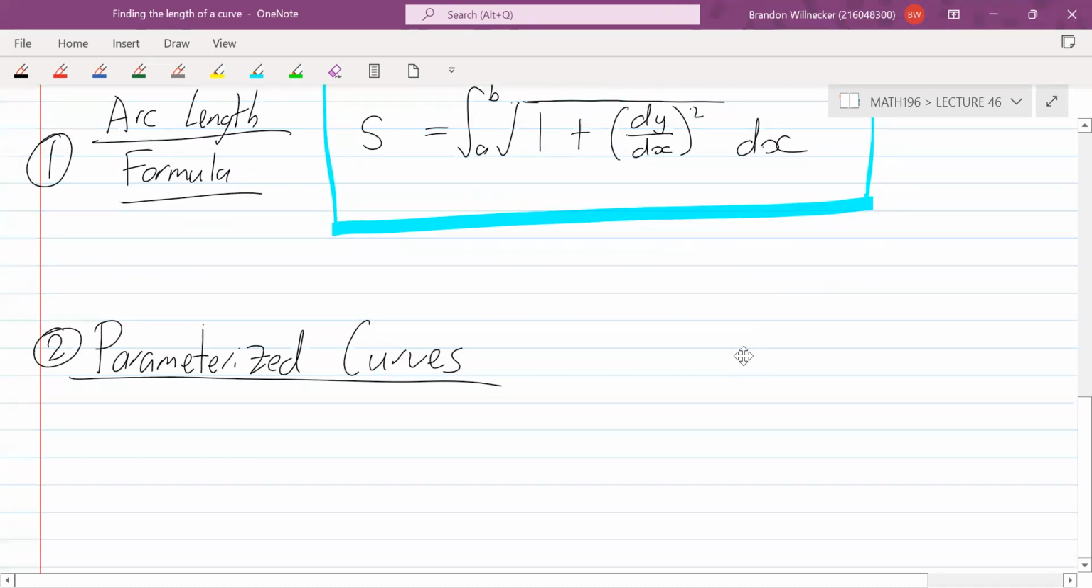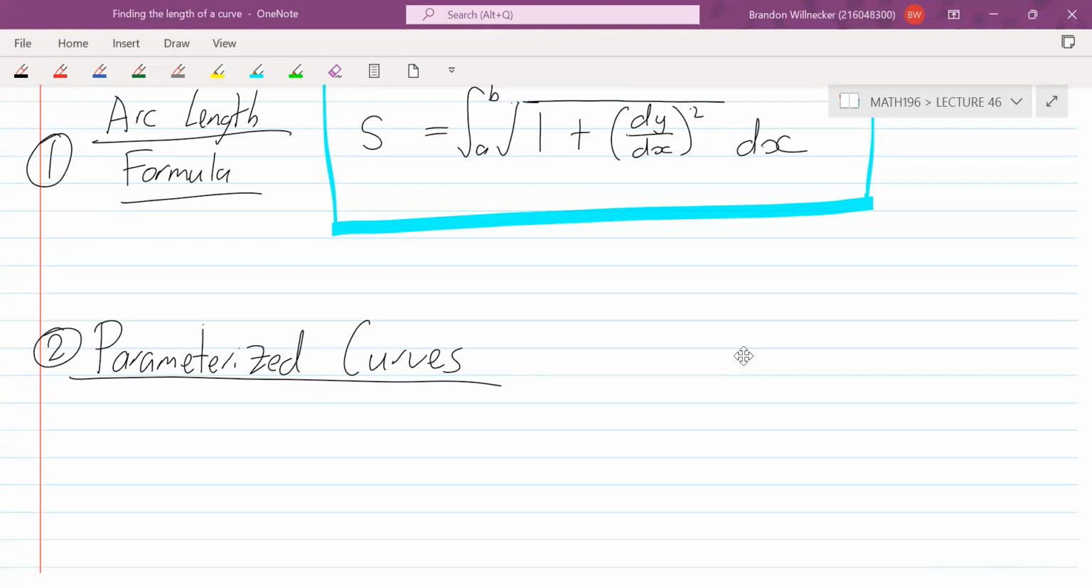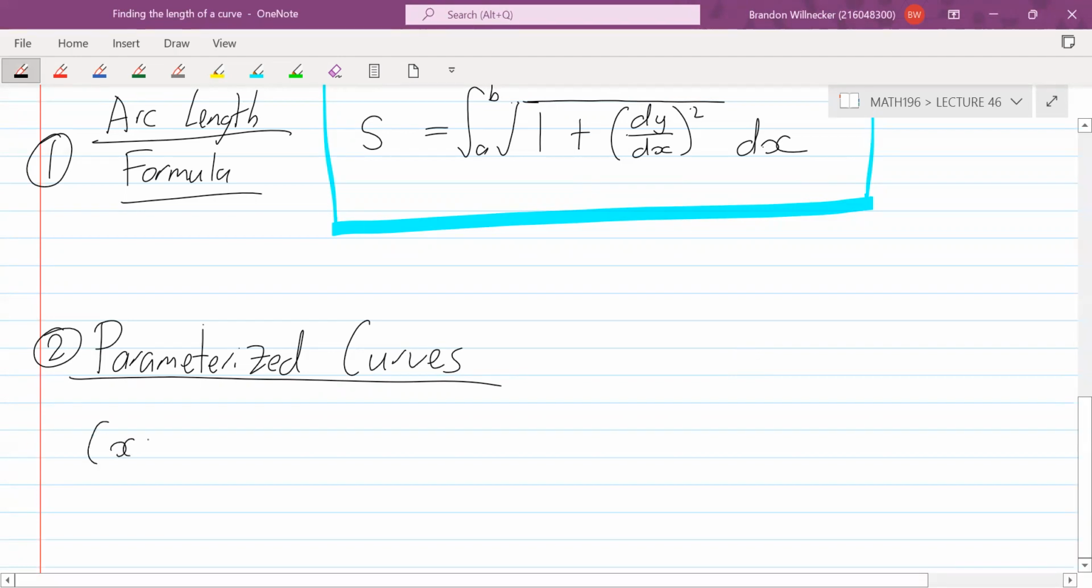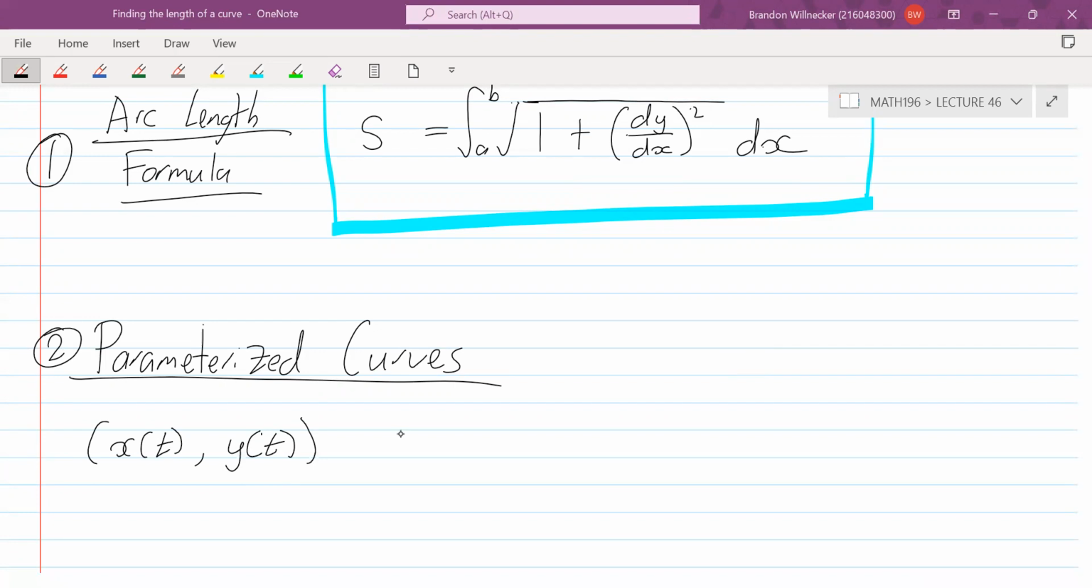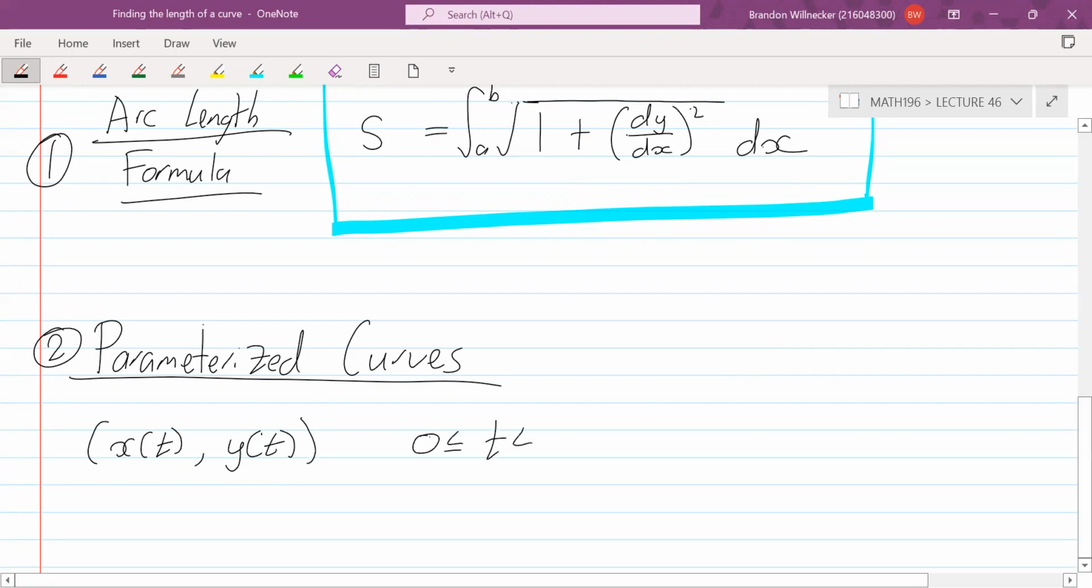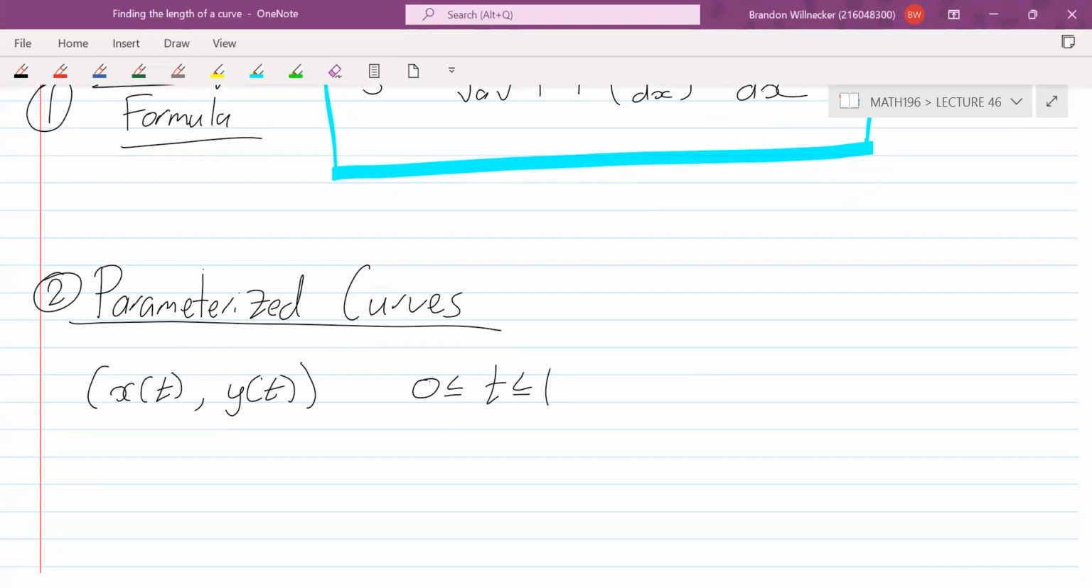Okay, so these curves are not like y is a function of x. Now, both x and y are functions of some other parameter called t. So we're given x of t, y of t, where t runs over some range. So let's say 0 to 1. So for each value of t, we get a point on the curve. And if we go over the interval, we get all the points along the curve.